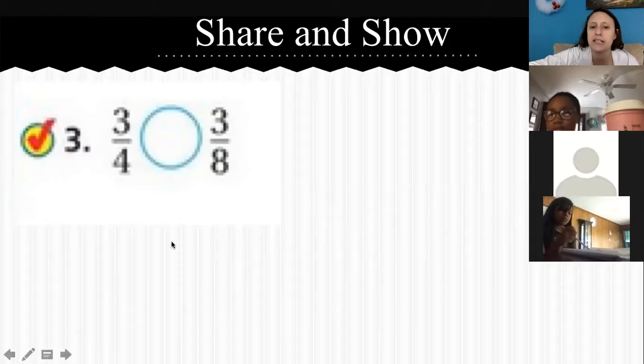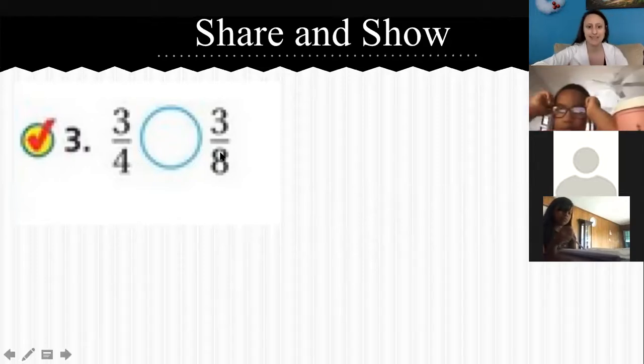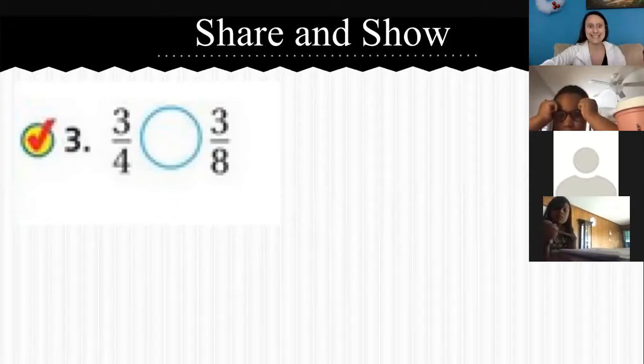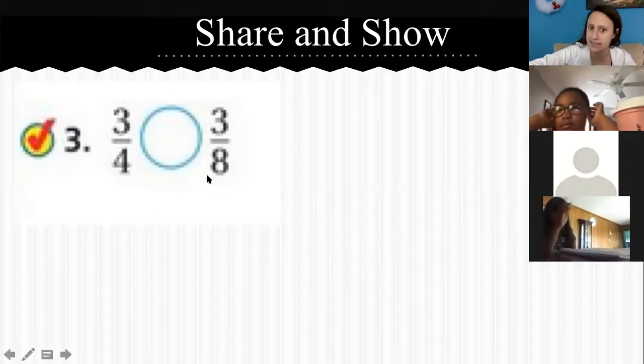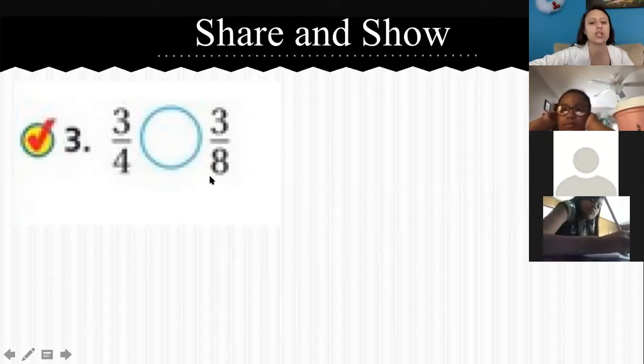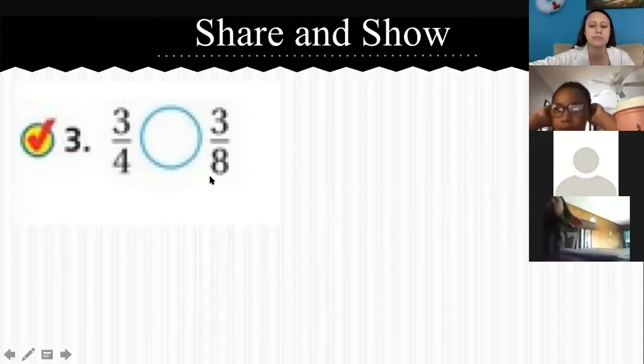Let's look over here at the 3/8. Is 3/8 more or less than half of 8? Less. It's less than half. So this is more than half. This is less than half. Which one do you think is going to be larger? 3 out of 4. Okay, we're thinking 3 out of 4.